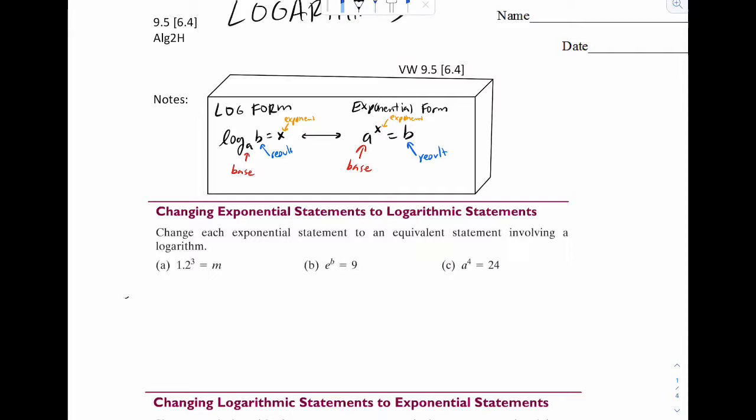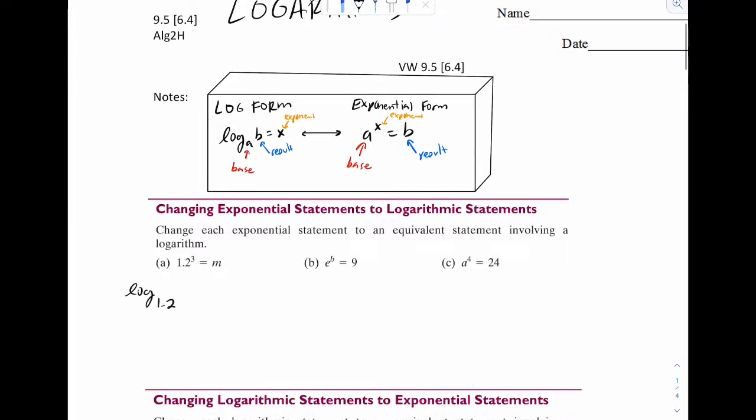So mechanically, we're just going to practice. Let's say we go log, the base is 1.2. The result is m, and that equals 3. So notice how here's our base, exponent, result, and we're done. This is log form. The next one, you could write log, there's e, that number we learned. The result is 9, and that equals b. And this is log form.